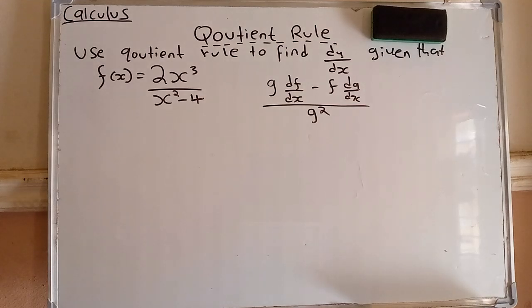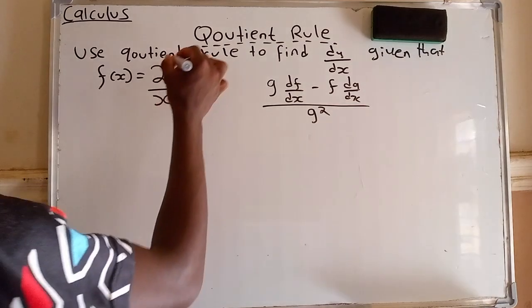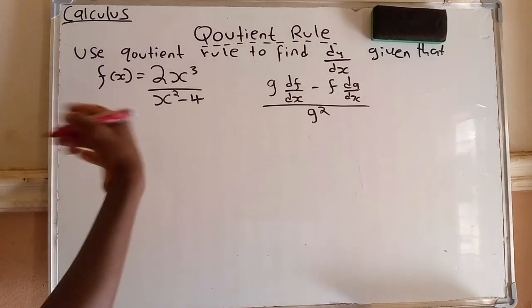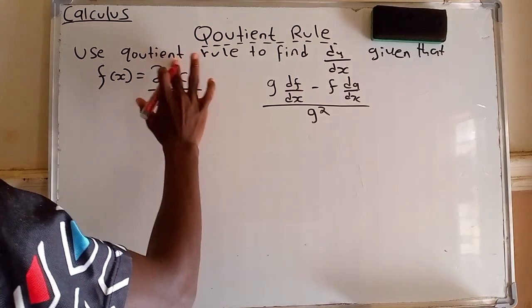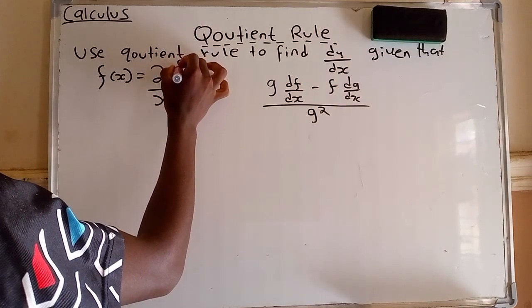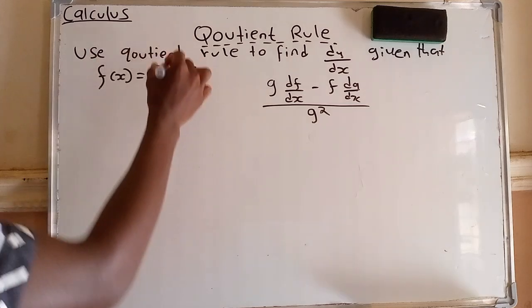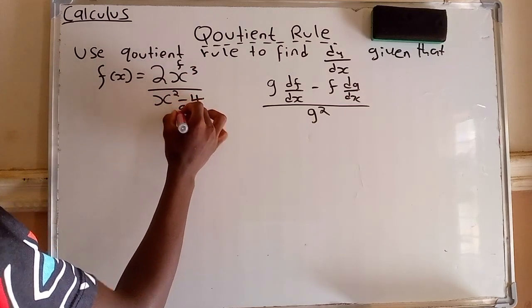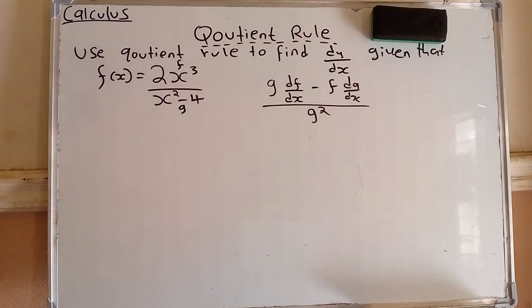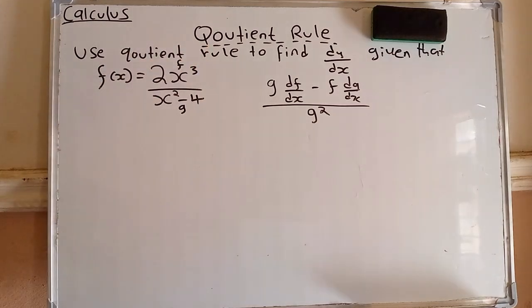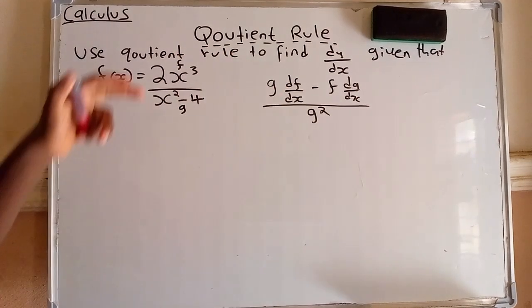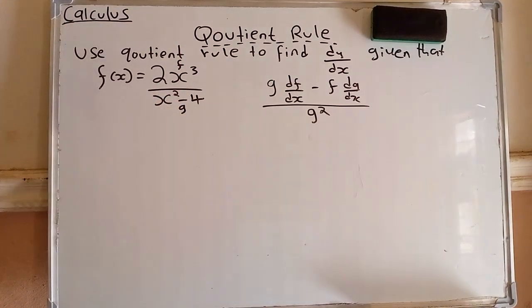If you are going to solve the quotient rule, you have to let your numerator be f and your denominator be g. You have to keep this consistent: the first part should be f and the second part g, or you can say the first part is u and the second part, the denominator, is v. Anything else you do, you will end up with the same solution.